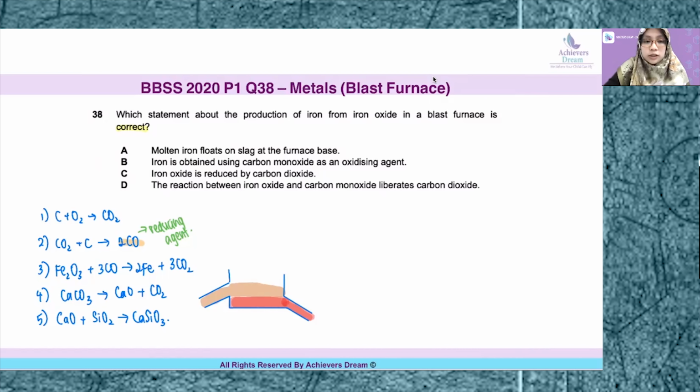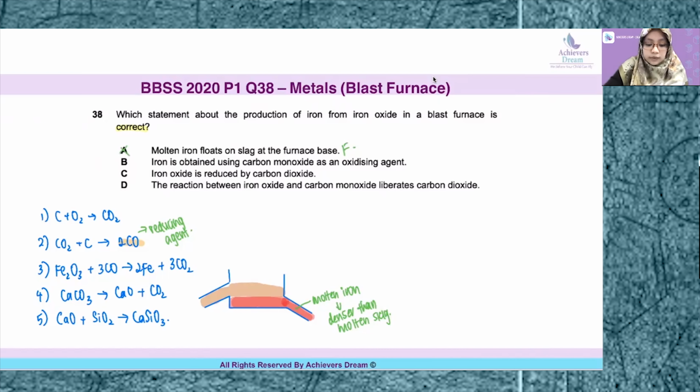Option A: molten iron floats on slag at the furnace base. Here I've already drawn a diagram, the one in the middle. The red one is your molten iron. Molten iron is below the slag because it is denser than molten slag. Hence, option A is false. It is wrong. A is out.